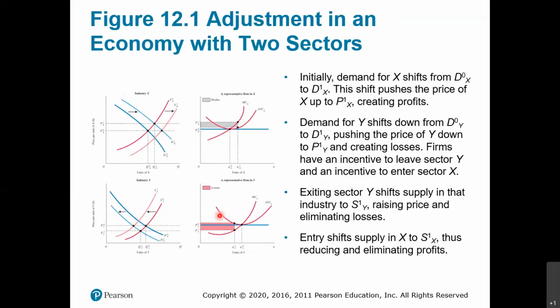Okay? This is just two sectors. You get into more complex economies and these models become very, very complicated. But it still is the same idea. A bit of a butterfly effect. What happens in one place affects everything else around it.